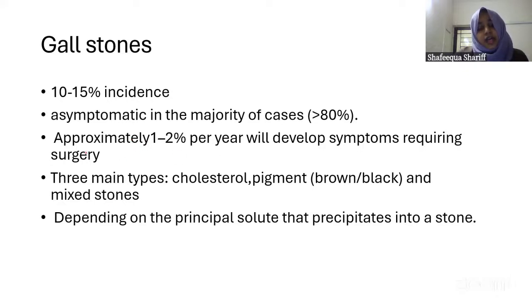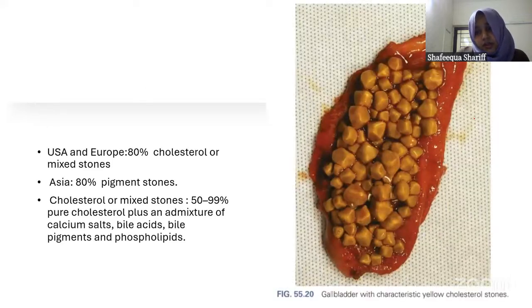So the stones that we have are of three main types: cholesterol, pigment, and mixed stones. Why three main types? Because it depends on the principal solute that precipitates into stone. So this is a cholesterol stone. This is a gallbladder filled with cholesterol stones. In the USA and Europe, 80% are cholesterol and/or mixed stones, whereas in Asia, pigment stones are more common. In cholesterol stones, 50 to 99% is made of pure cholesterol. Plus, it is made of calcium salts, bile acid, bile pigment, and phospholipid.